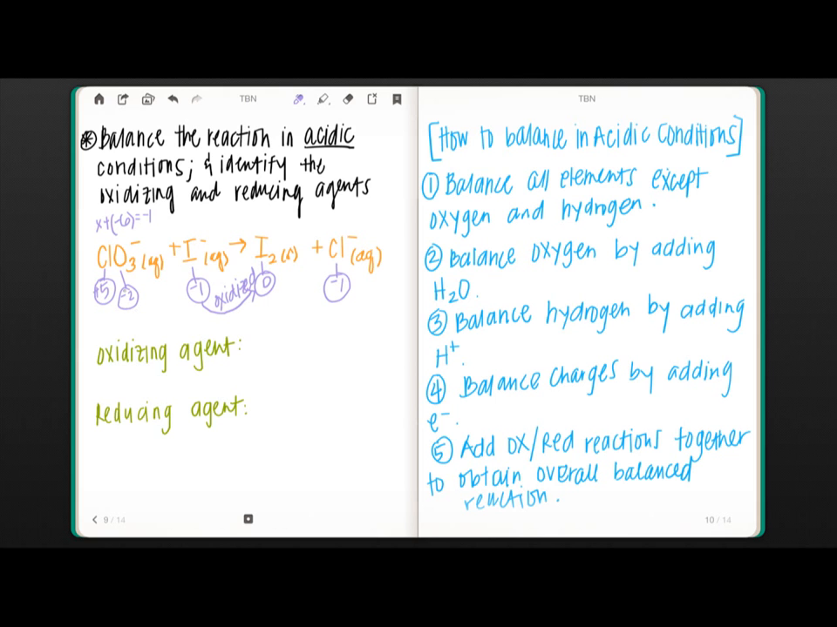And then as for chlorine, chlorine is the one that changed values, going from +5 to -1. So it's more negative. Since this has happened in the reaction, that means that chlorine has gained electrons. So since it gained electrons, that means that it's been reduced.